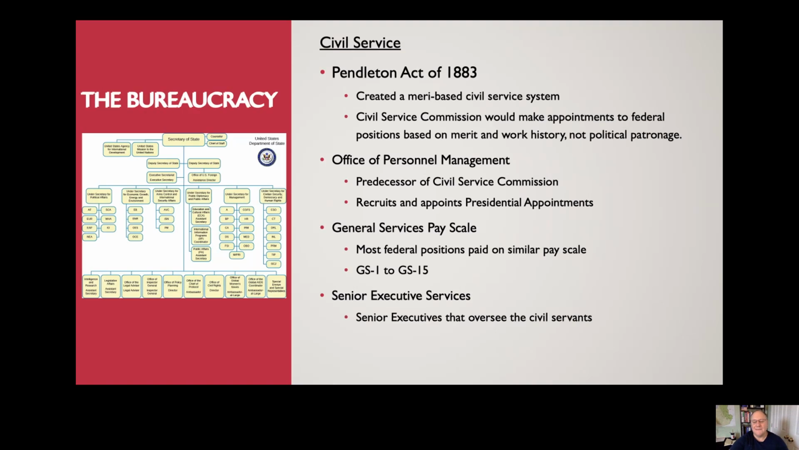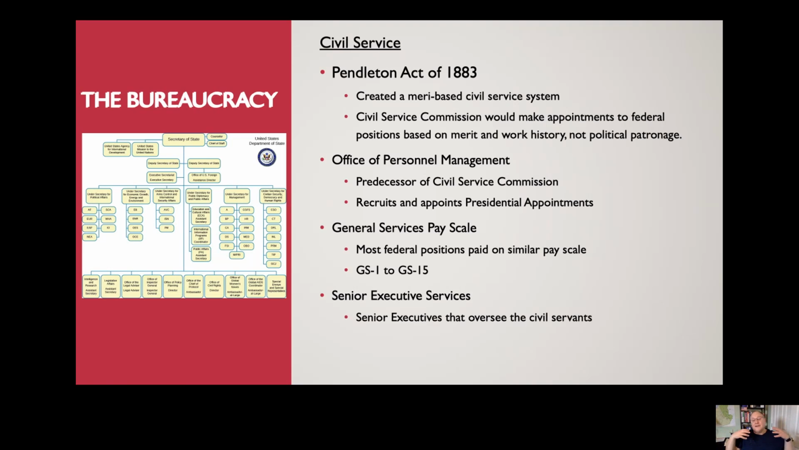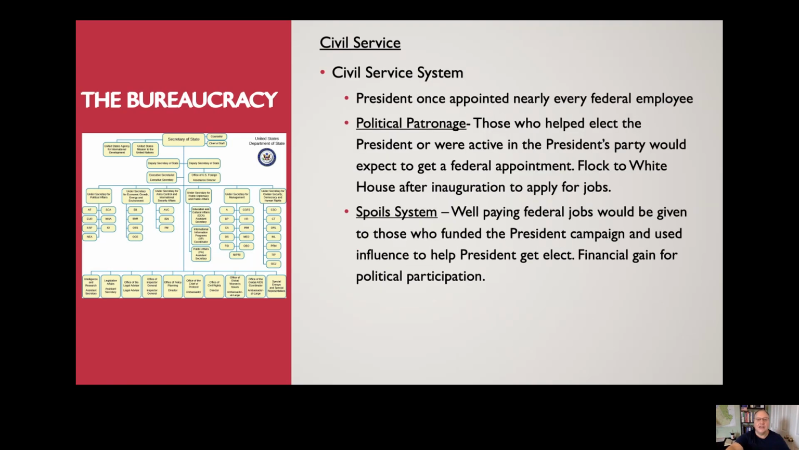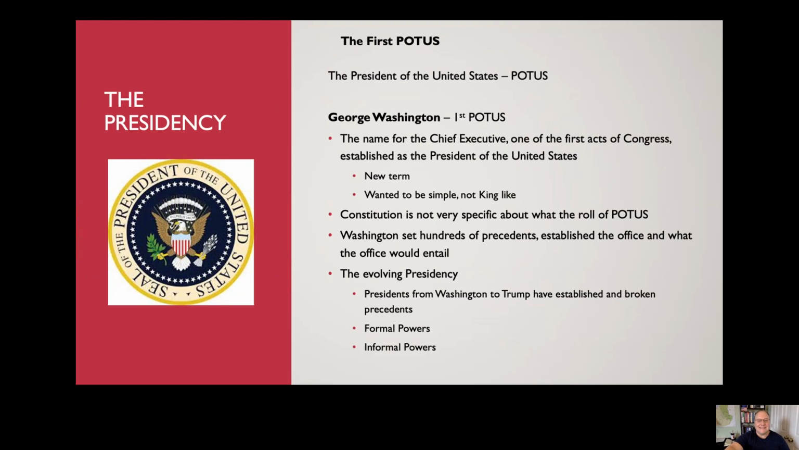And there is my overview slide that is empty. I will fill that in before I post it. But yes, we have now covered the executive branch and the presidency.